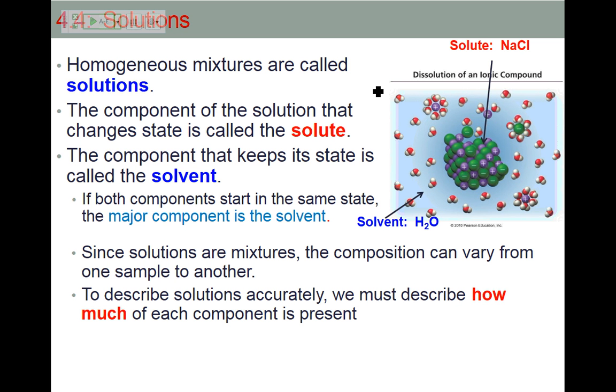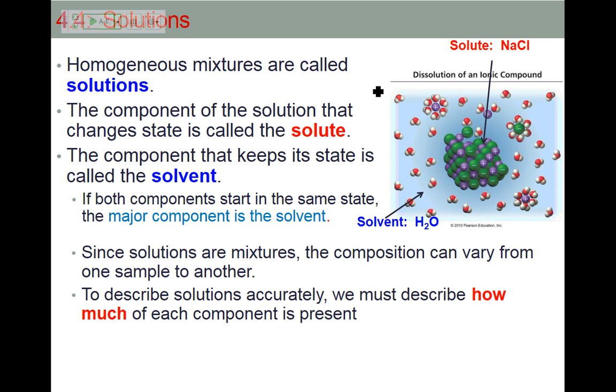Okay, so we're going to continue talking about solutions. And we talked about last time that a solution is, of course, made up of a homogeneous mixture of a solute, which is our component that changes state, in this example salt, sodium chloride, and our solvent, which in this case would be water. In a lot of the cases we'll be looking at water, though that's not always true in all types of chemistry, but a lot of chemistry we'll be talking about, we'll be describing ionic compounds in water.